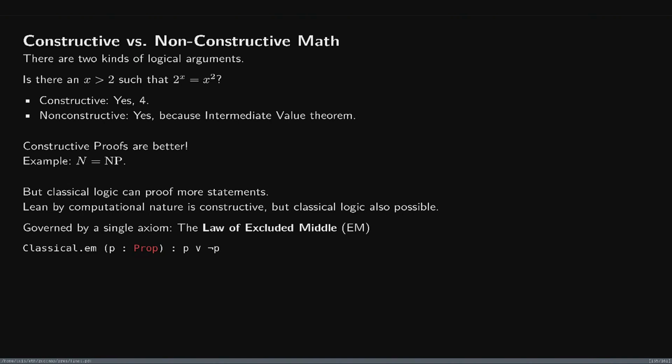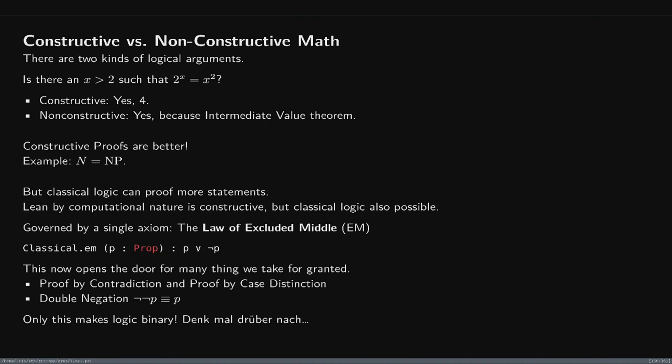But of course, it is very handy to have this proposition since it allows for typical proof rules where you do proof by contradiction and proof by case distinction. These are all non-constructive proofs. And also, from the law of the excluded middle, it follows that double negation holds: not not P is the same as P. And really, in a sense, this law of the excluded middle is what makes math, or logic, binary. Without this law, logic isn't really binary because such things don't hold.